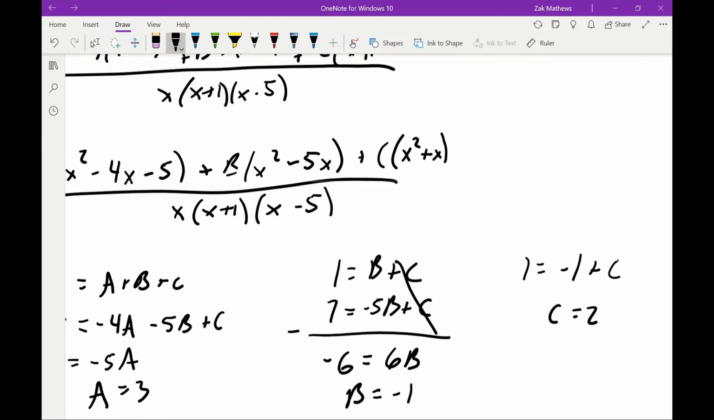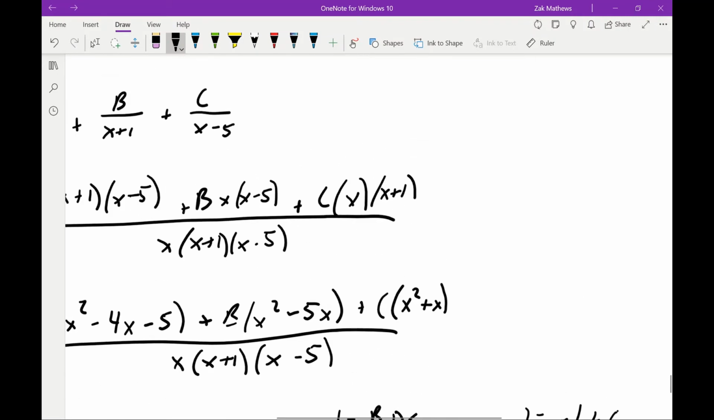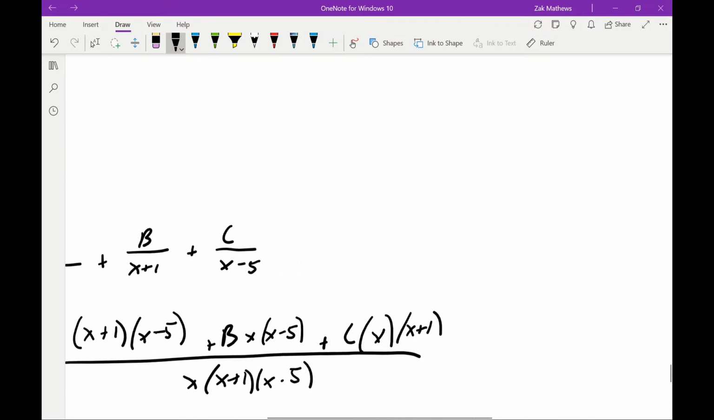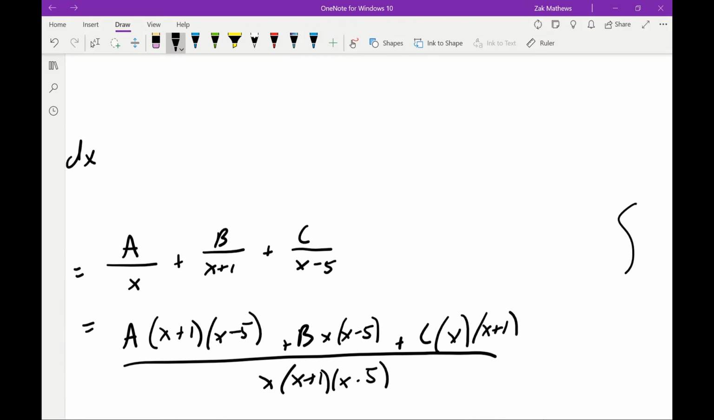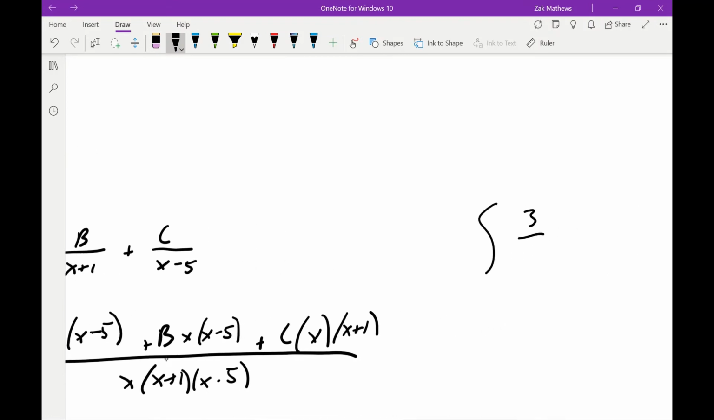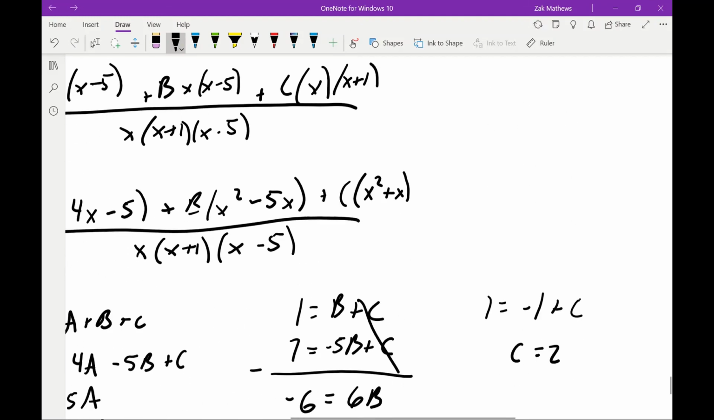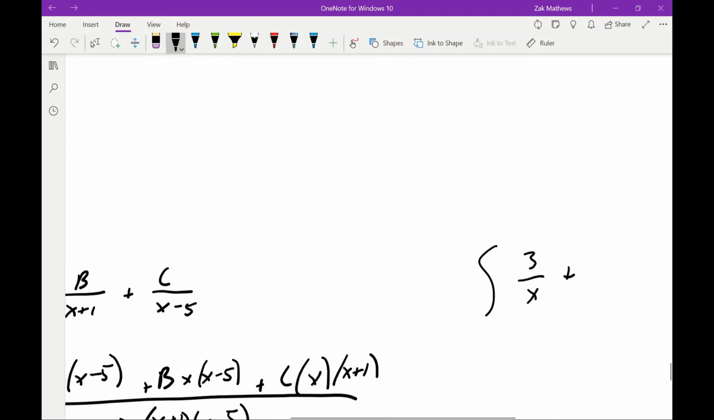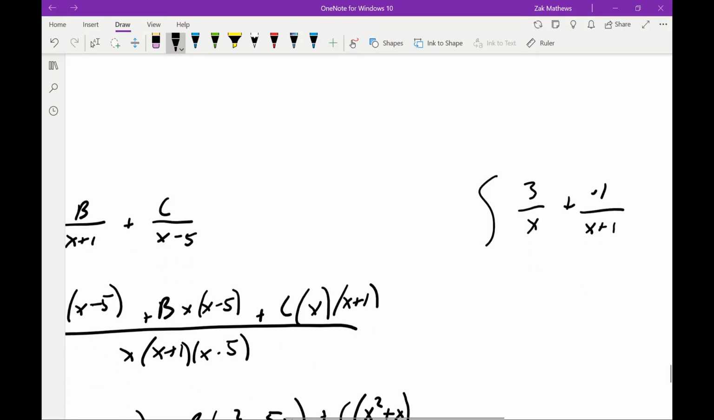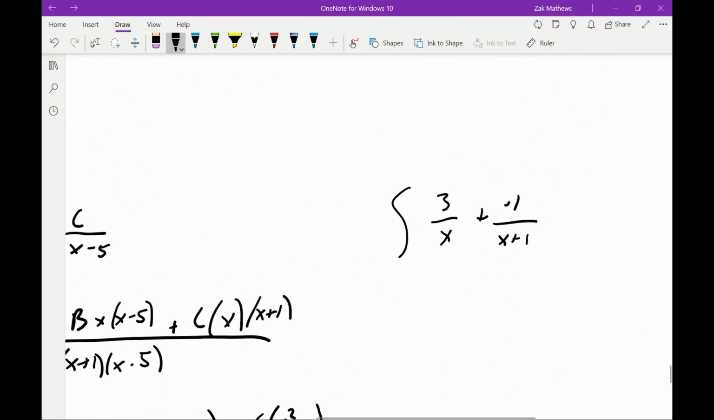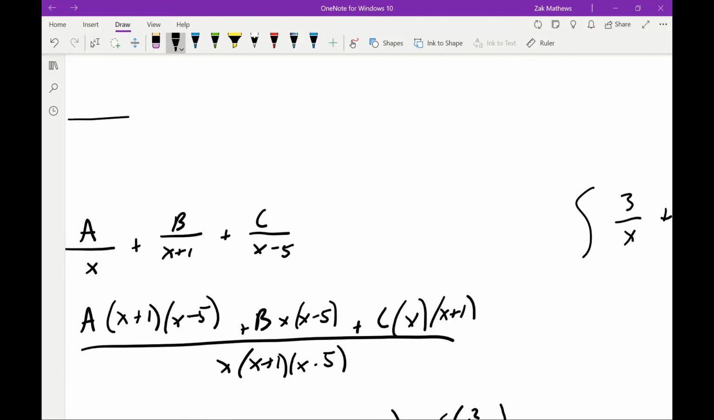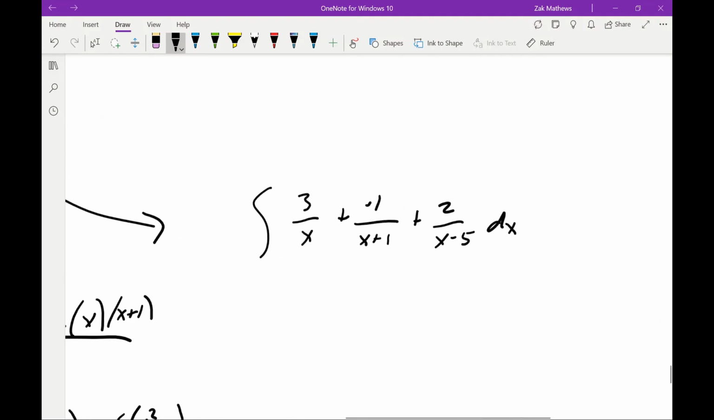All right, so now I just have to remember those and put them back in. So in our integral, our a was 3 over x. The b was the negative 1, so you can just pull that negative to the front if you want to make it a little bit easier, and then the c was the 2. So 2 over x minus 5 dx. And so that is what that initial integral is equal to.